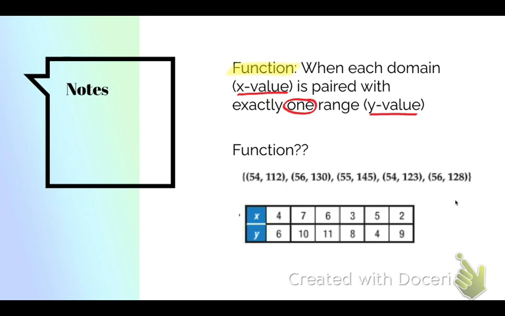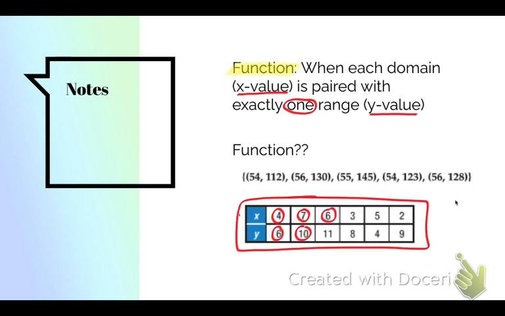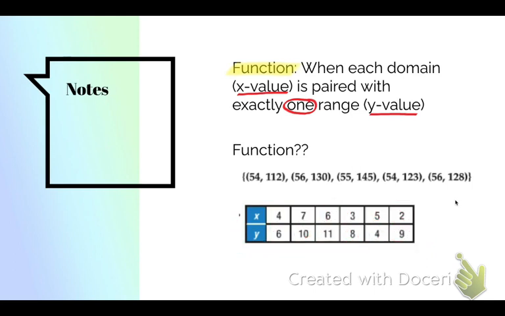So for example, if we look at this table down here, you can see that the value of 4 is only paired with 6. 7 is only with 10. 6 is only with 11. 3 is only with 8. 5 is only with 4. 2 is only with 9. So this is a function because each x value is only paired with one y. Yes, this is a function.